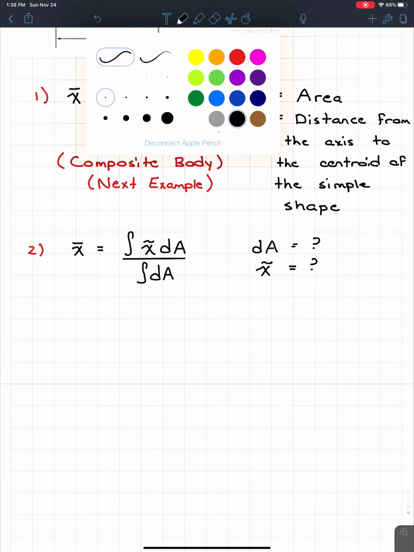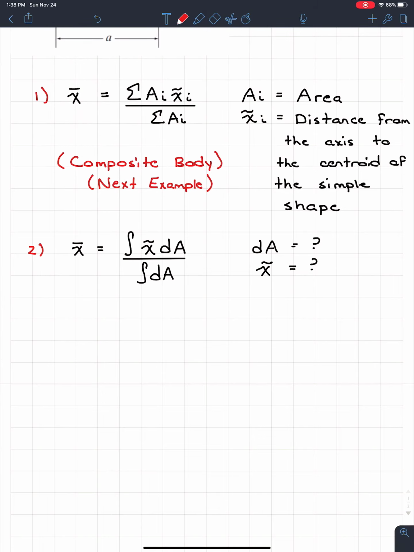So real quick, I'm also going to put this formula right here is for a continuous body. So this is when they give you a curve or something like this. And I probably spelled continuous wrong. I'm not 100% sure. I'm not an English major, so who knows. So this is for a continuous body. And for those of you who are wondering, that is this example.